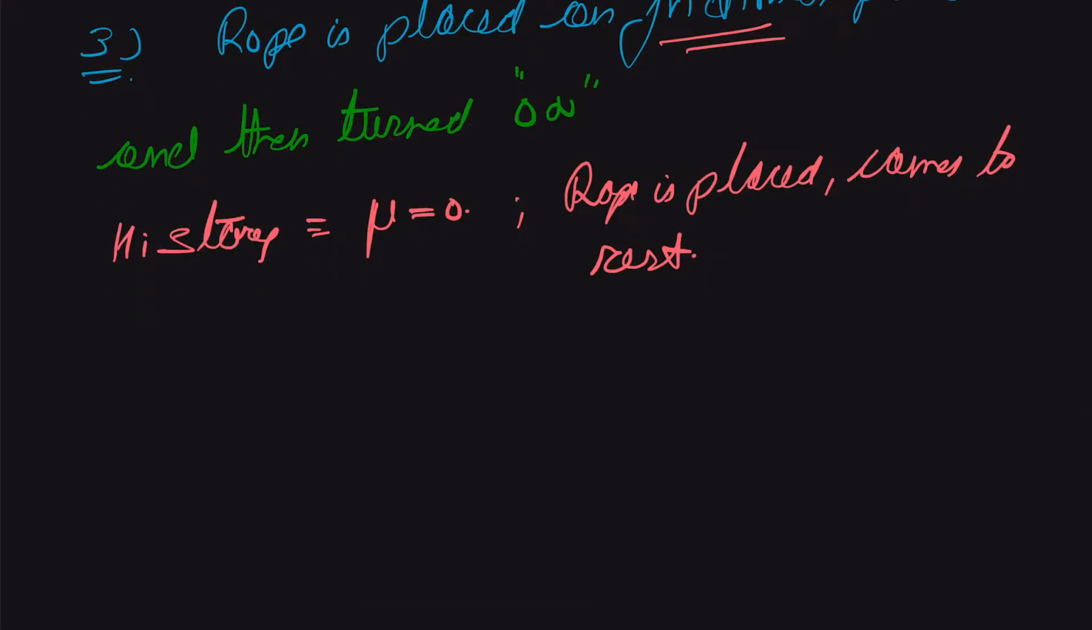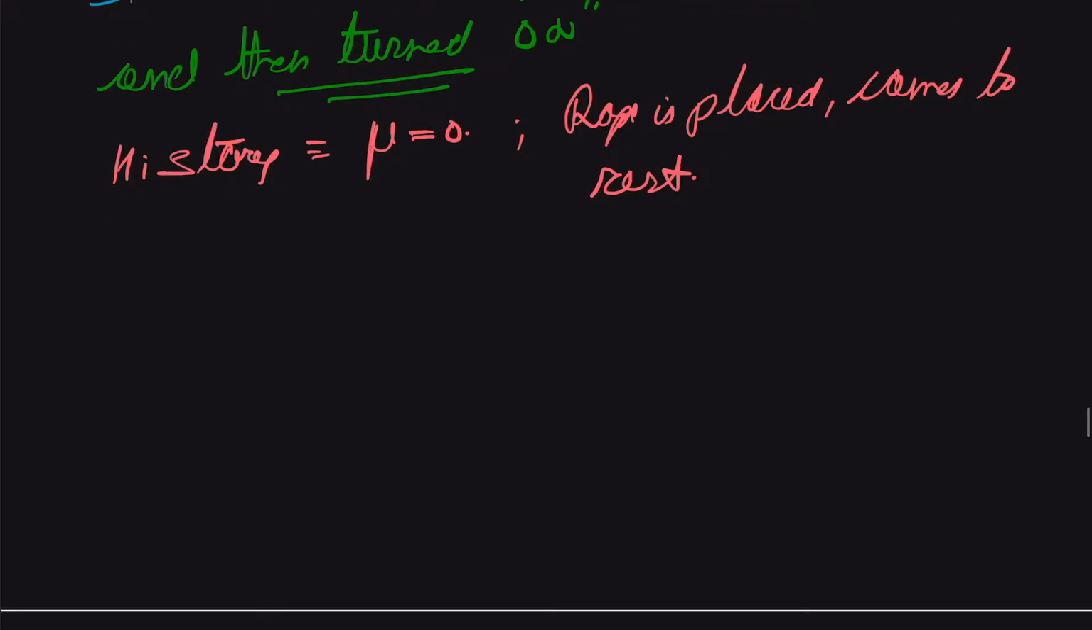Now, like I said, the friction is turned on, so we can write it as that. Friction is turned on means mu is not equal to 0, and this is without disturbing the rope.